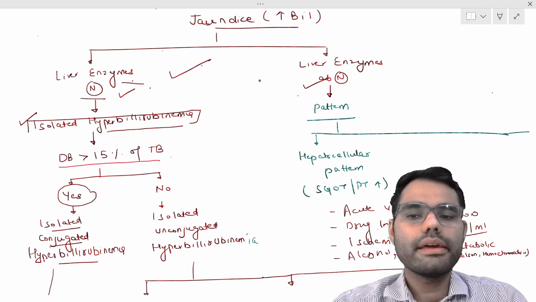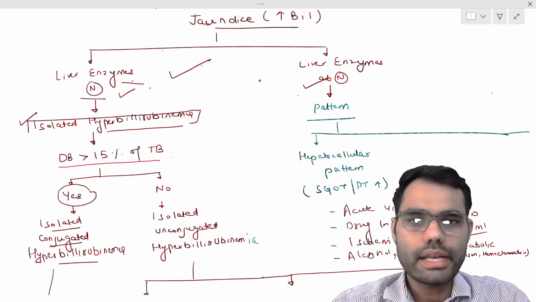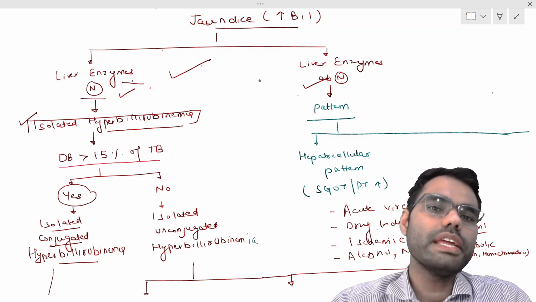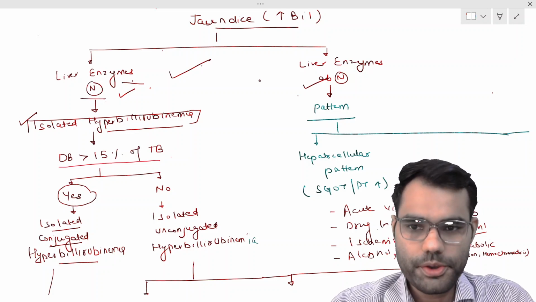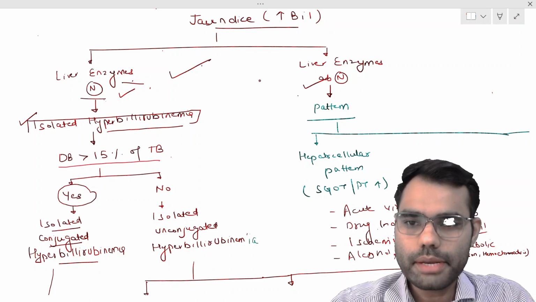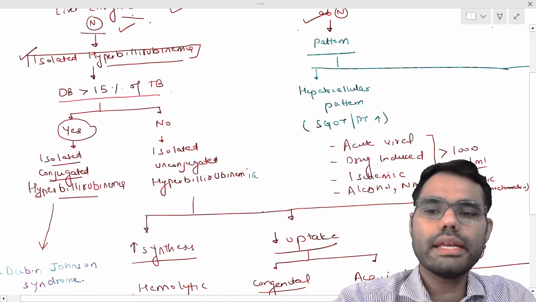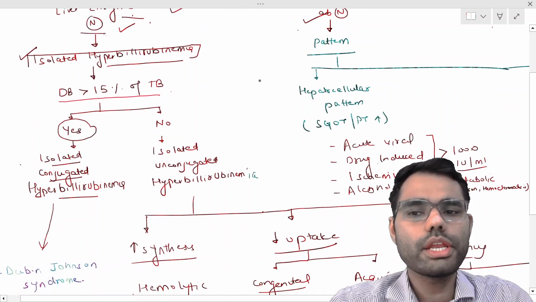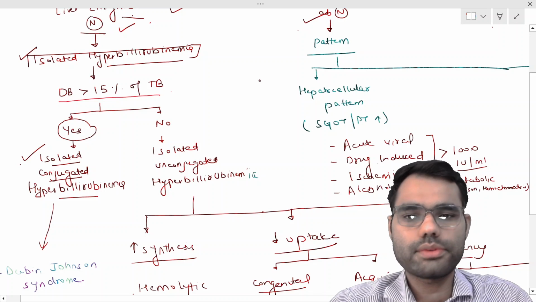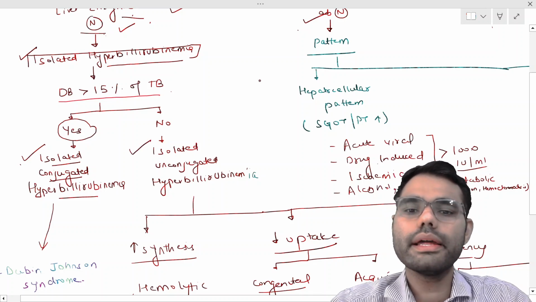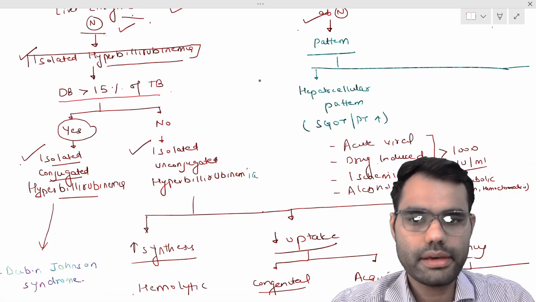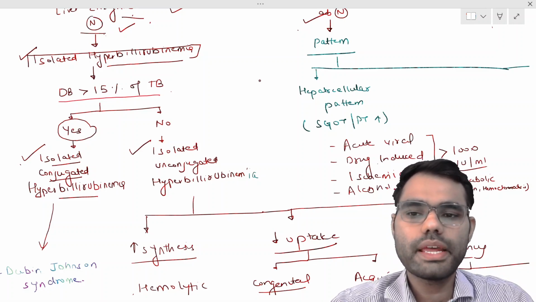So the next step here is to look at whether the direct bilirubin is forming more than 15% of the total bilirubin or not. If the direct or conjugated bilirubin is forming more than 15% of total bilirubin, that means it is an isolated conjugated hyperbilirubinemia, right? And if it is not, that means it is an isolated unconjugated hyperbilirubinemia, right? So what could be the causes of them?